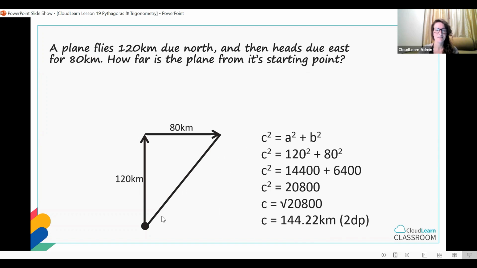Once again, just have a look and check, does your answer make sense? Yes, it's a little bit longer than those two distances, so it does make sense. If that answer had been less than either of those two distances, you would know you'd made a mistake, because it's the longest side, so it has to be a little bit bigger.